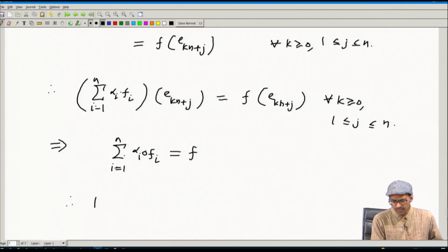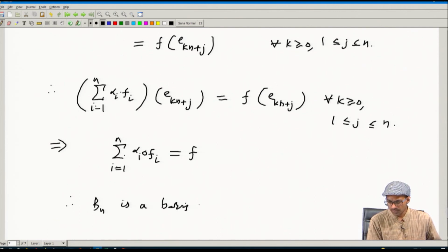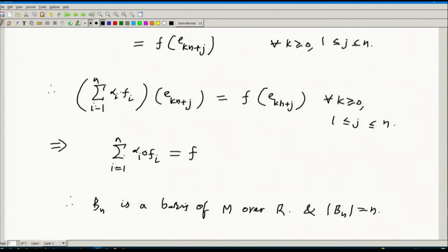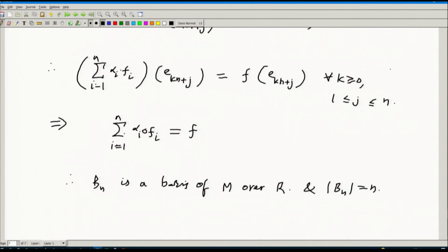Therefore, this B_n is a basis of M over R. So, for a free module, we find one basis B_n, but what is the cardinality of B_n? The cardinality of B_n is n. Thus, if we give any integer n, we can produce a basis of M over R containing n elements. So we can find so many bases of so many cardinalities. This finishes the proof of this example.